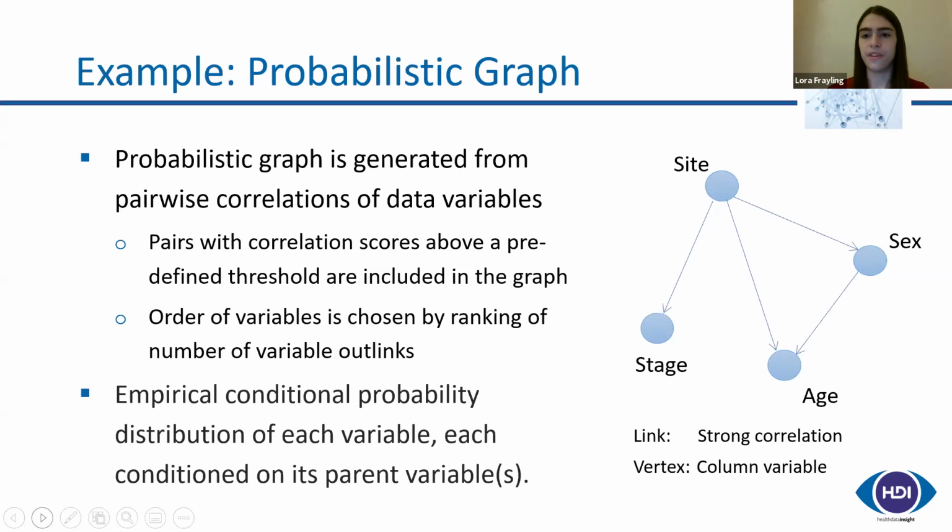So site comes first as it has 3 links, which is the most number of links. Sex and age both have 2 links, so they come next, and then stage is generated last as it only has 1 link. Keep in mind that this isn't a causality graph, it's just a useful representation that we use for generation. And then with this, we calculate the empirical conditional probability distribution of each column variable, conditioned on its parent variable or variables. Next slide, please.